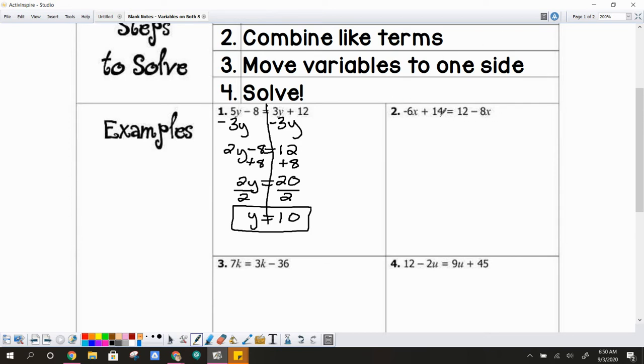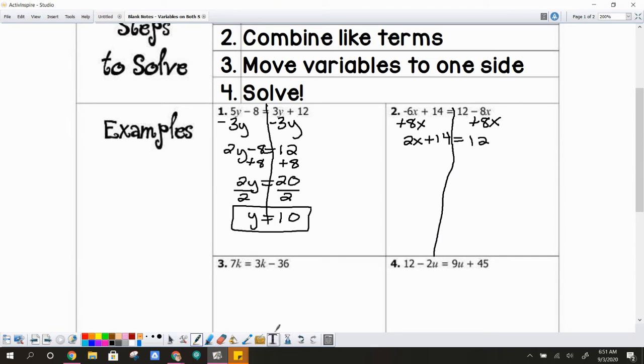Step 2 is to combine like terms. And again, on the left, there's nothing I can combine. On the right, there's nothing I can combine. So we're going to leave it as is. Step 3 is to move the variables to one side. I have a negative 6x and I have a negative 8x. The negative 8x, remember, is smaller than the negative 6x, so I am going to move that one. I'm going to add 8x to both sides to get rid of that. So now I have 2x plus 14 equals 12.